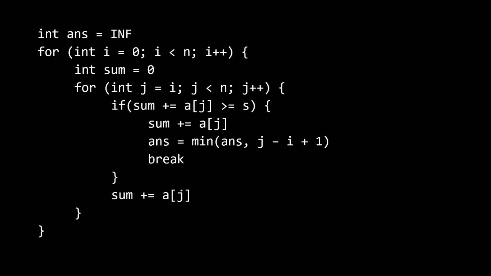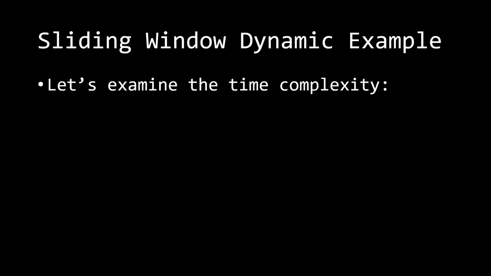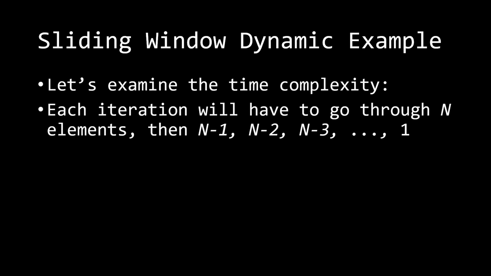Okay, so that is the naive O of n squared solution. But let's examine the time complexity, just so that you understand how this is O of n squared. Because you might be saying, well, the j for loop starts at i every time, so how is this O of n squared? Well, let's look. For each iteration, we will have to go through n elements, then n minus 1 elements, n minus 2, n minus 3, and all the way to 1 element, because we're starting at i in our j for loop.